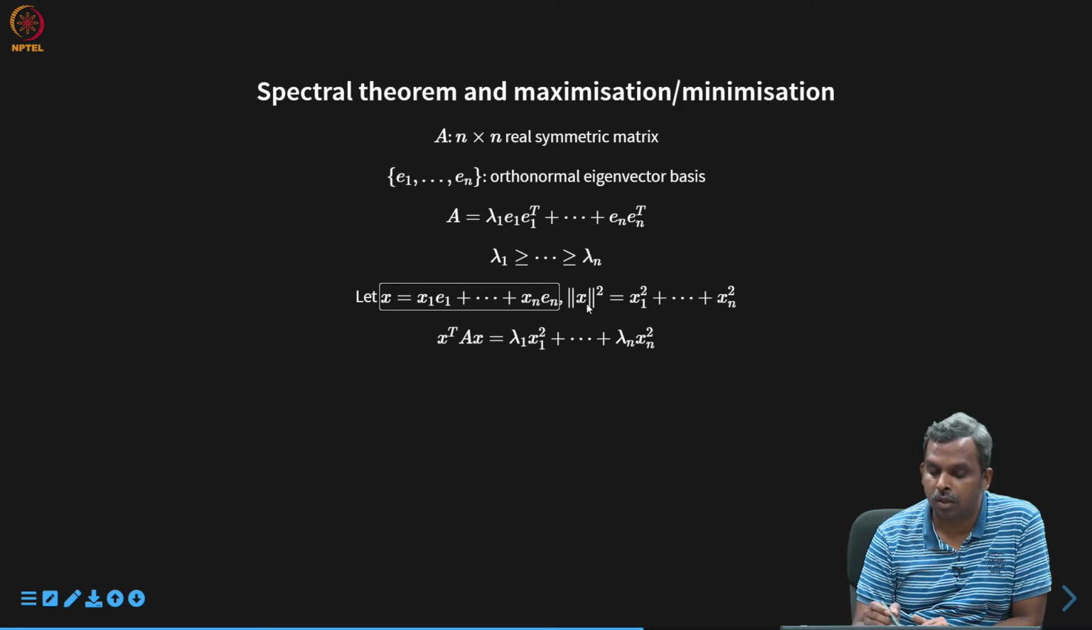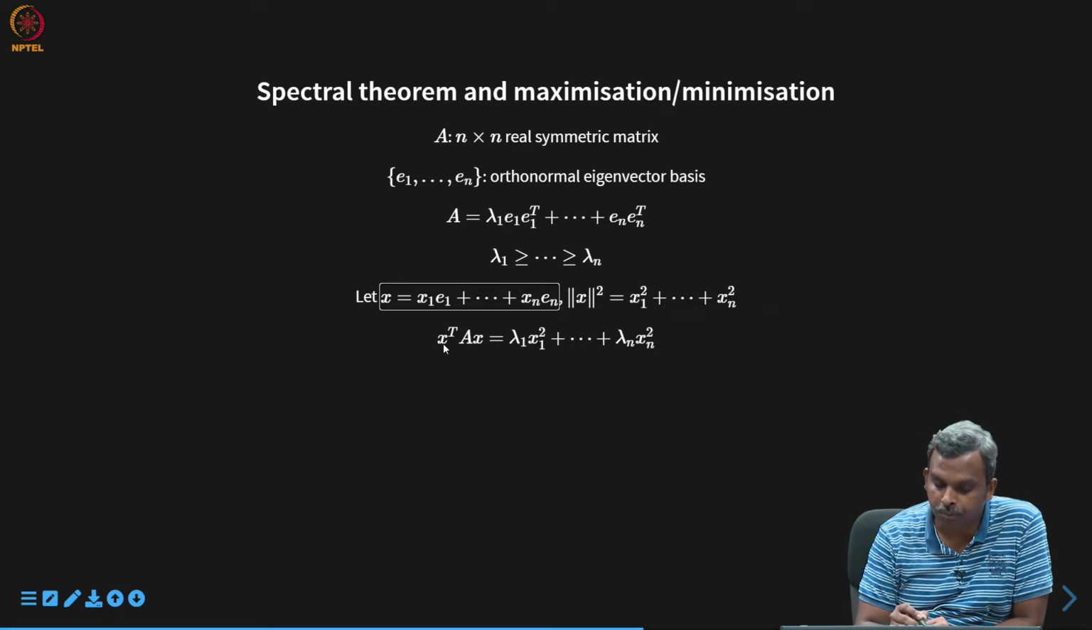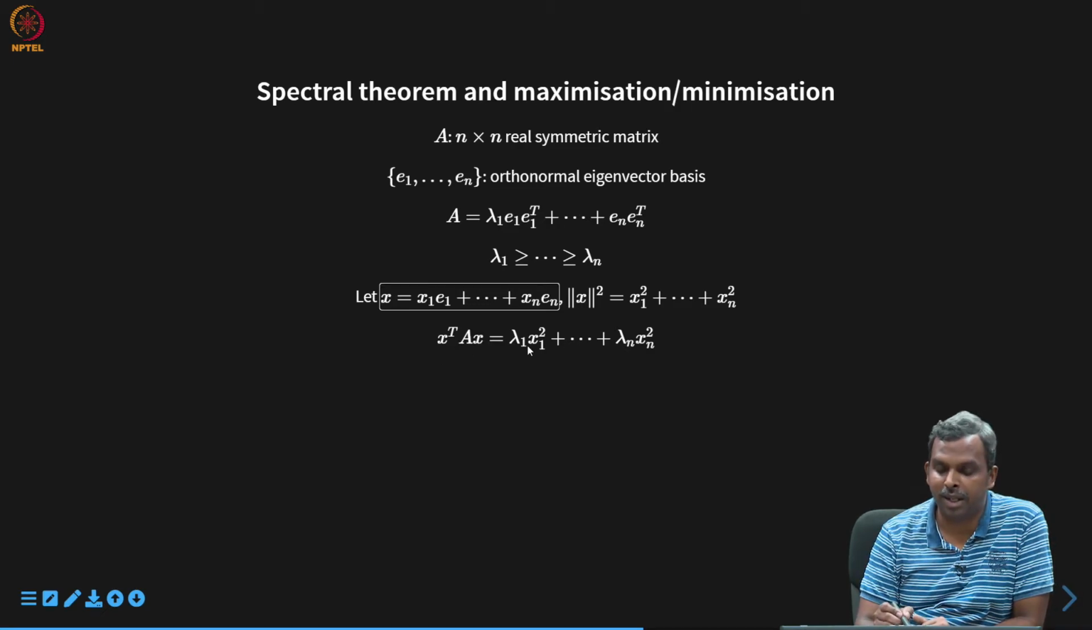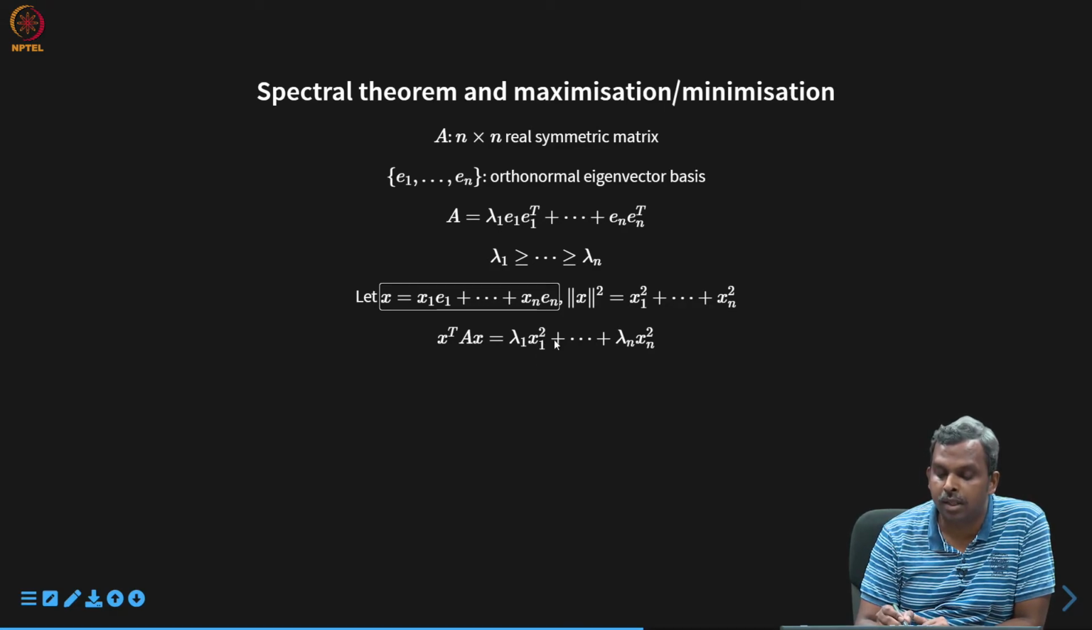Is that okay? So why is this important? Because I'm going to constrain my norm to be 1. Okay. So this x1 squared plus so on plus xn squared has to sum up to 1. Okay. So this is something that has to happen. So now what is x transpose Ax? Okay. You put A in this form and x in this form, and you just substitute and simplify, you know what's going to happen, right? All the cross terms will disappear. You will get lambda 1 x1 squared plus so on till lambda n xn squared.